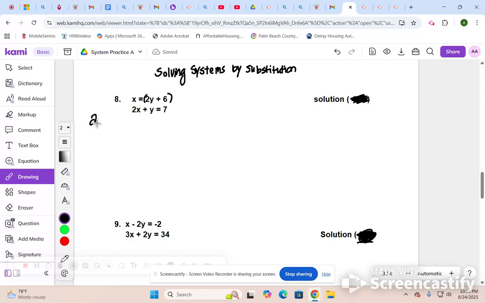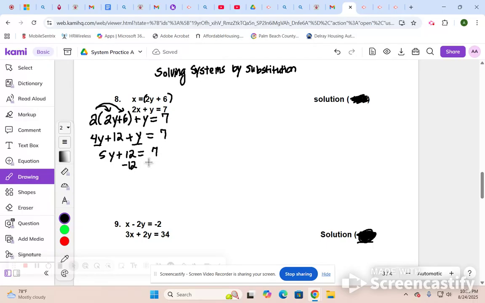So let's get started. 2 times x, x is 2y plus 6, plus, copy the rest of the equation, plus y equals 7. All right, let's distribute. We'll have 4y plus 12 plus y equals 7. We can combine our y's. We'll have 5y plus 12 equals 7.